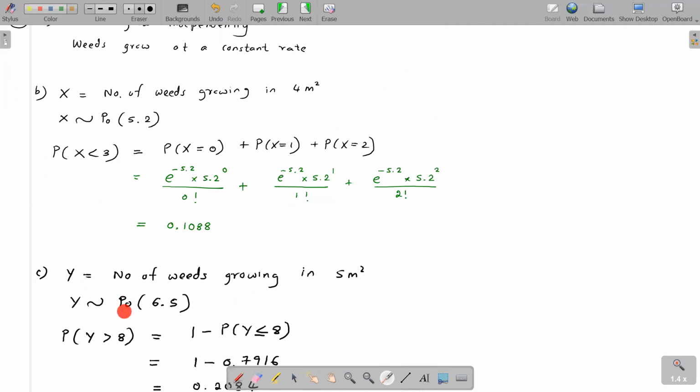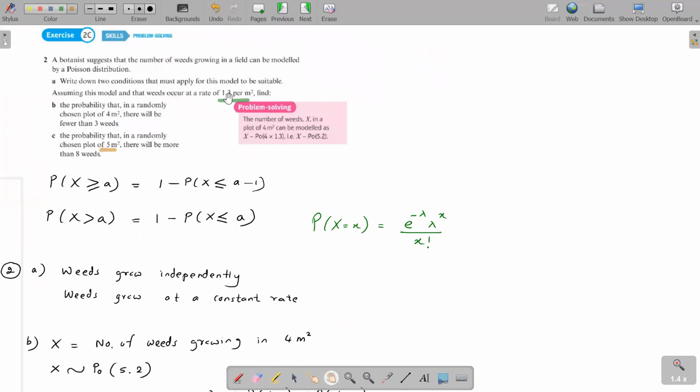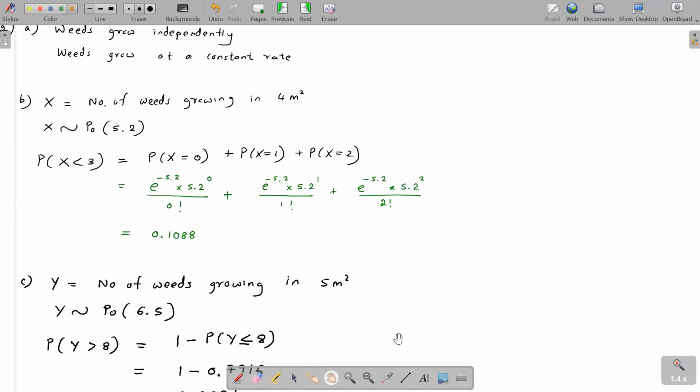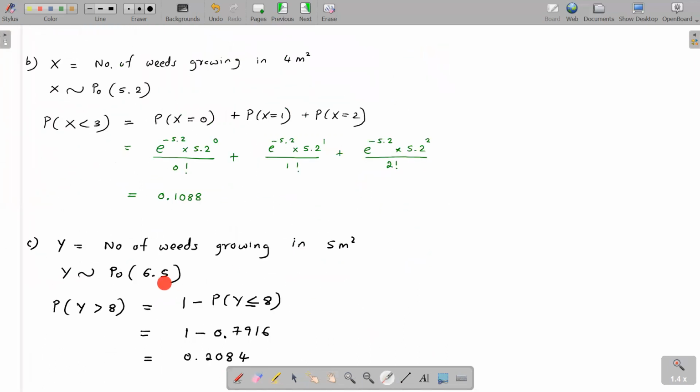And Y follows the Poisson distribution. And what's the mean? For 1 square meter, the mean was 1.3. For 5 square meters, it should be 1.3 times 5. So 1.3 times 5 is 6.5. All right, so Y follows a Poisson distribution with mean 6.5. That's the first thing you do.